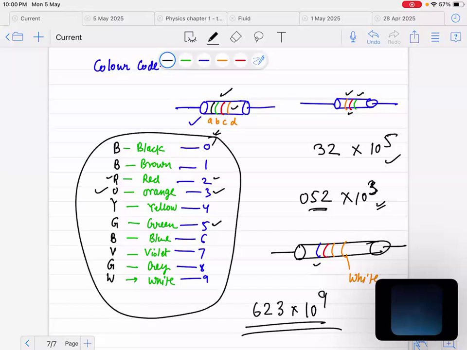So you can memorize in this way: BB Roy, Great Britain, very good wife. And it's very simple. First B is black, brown. Then R is red, O orange, Y yellow, G green. Next one is blue. V is violet. See, it's very easy.